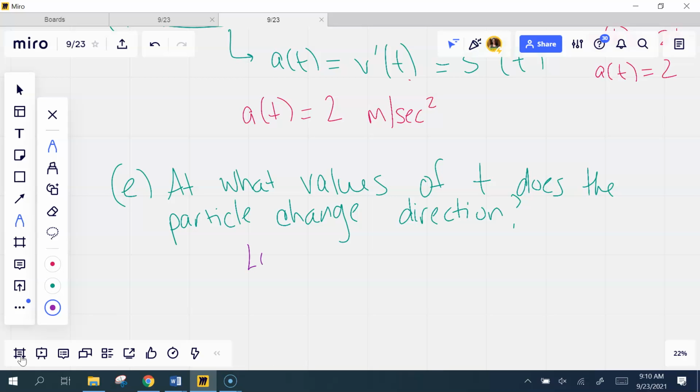Let me give you a hint. Which function is that? The original. Now, think of what my S of t looked like. Think about this, the graph of this position. That's a parabola. You're exactly right. Where does a parabola change direction? At the minimum or maximum.